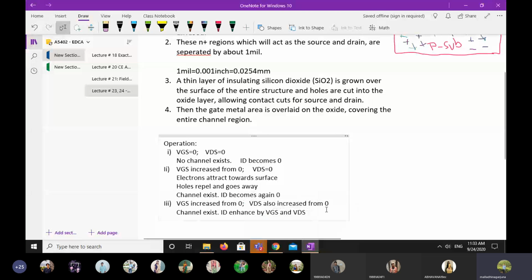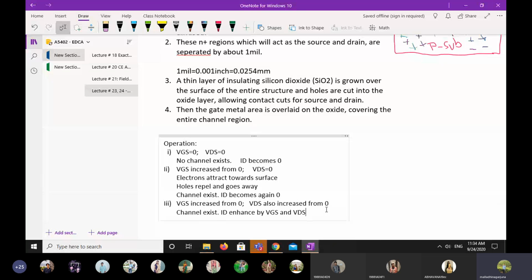So if VGS keeps on increasing and VDS keeps on increasing, automatically the current will increase. So the current is increasing, enhancing by VGS and VDS. So both are positive directionally. VGS is positive and VDS is also positive. Hence it is named as enhancement MOSFET.